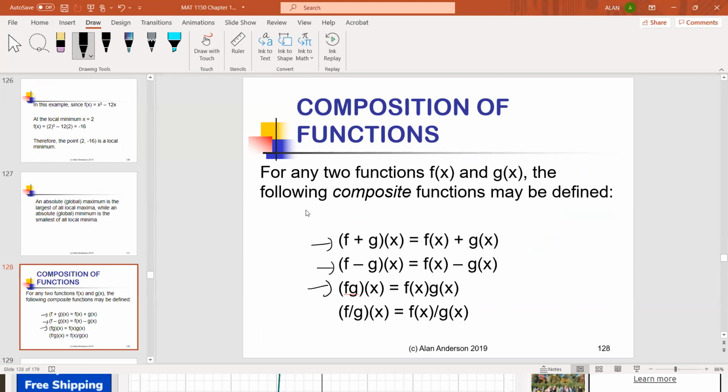Fg of x means f of x times g of x. And finally, f divided by g over here means exactly what you think, f of x over g of x. And of course, here we must make sure that this is not equal to 0. And also, now we know why. So you may see this notation as you go along. It means the same thing.